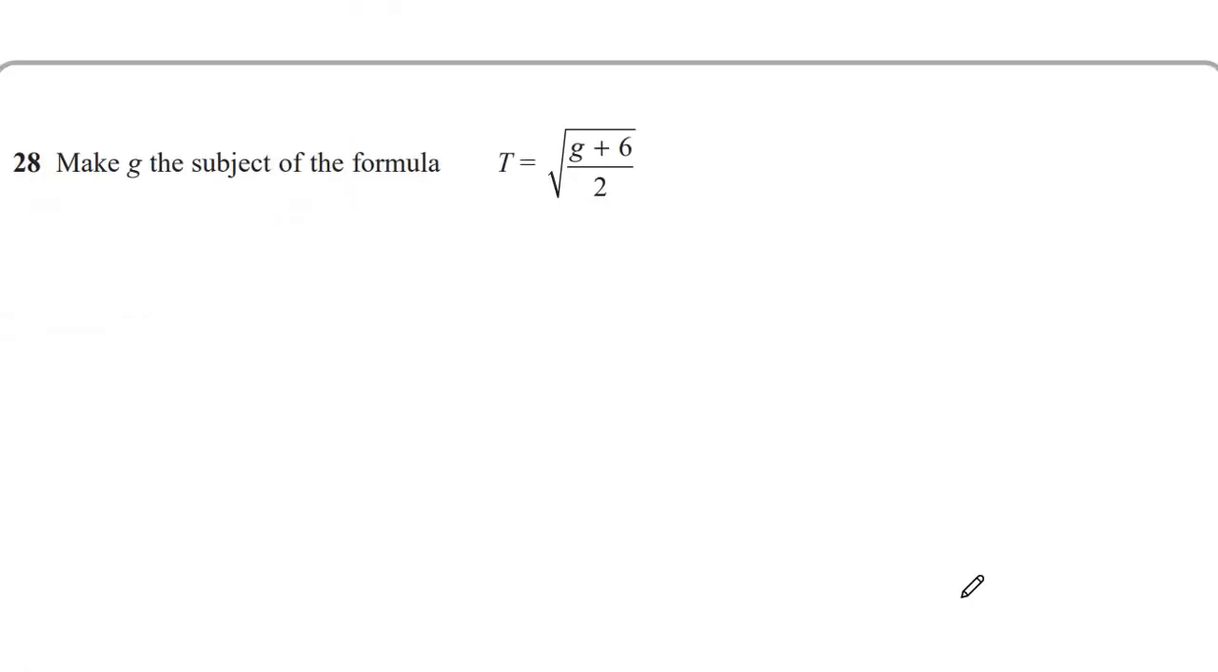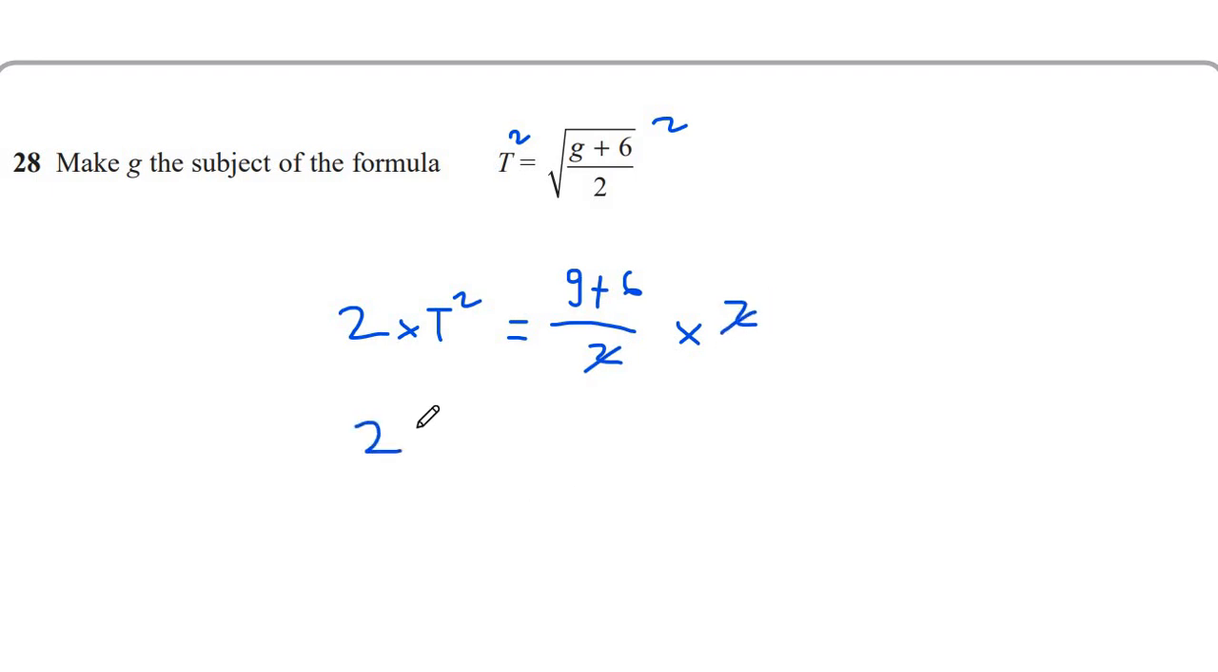All right, now here we need to make G the subject of the formula. Well, you have a square root here, so the first step would be to square both sides so that we can get rid of the square root. So you're going to get G plus 6 over 2 on your right side, and on the left side you'll get T squared. And then you can multiply both sides by 2, all right, because we need to get rid of the denominator.